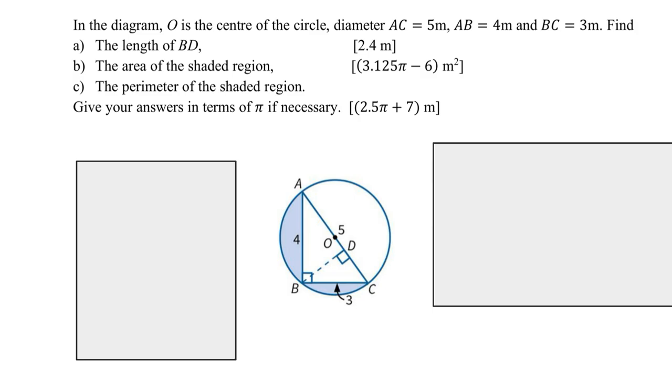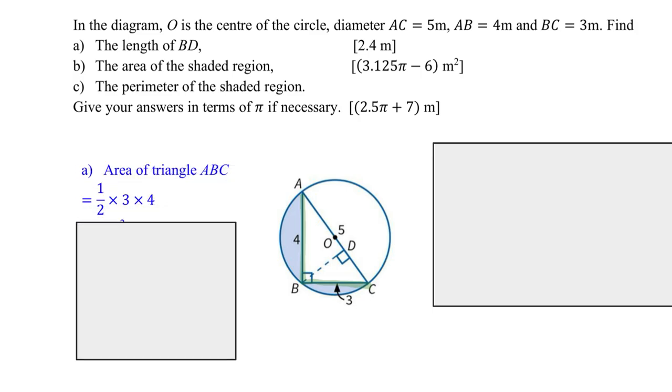Wait a minute. I've got A, B and BC, which is a right angle. So, knowing that, the first step will be for me to find the area of triangle ABC.